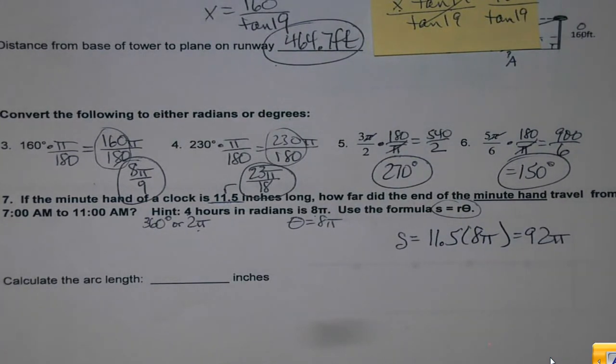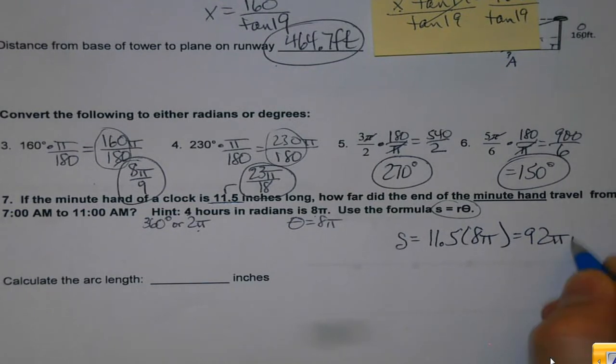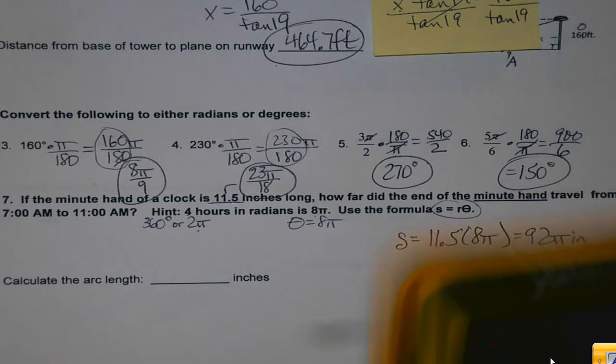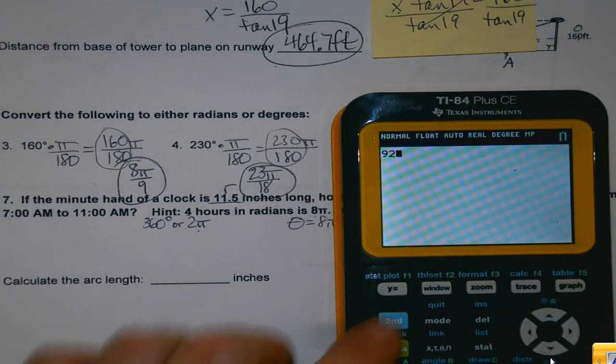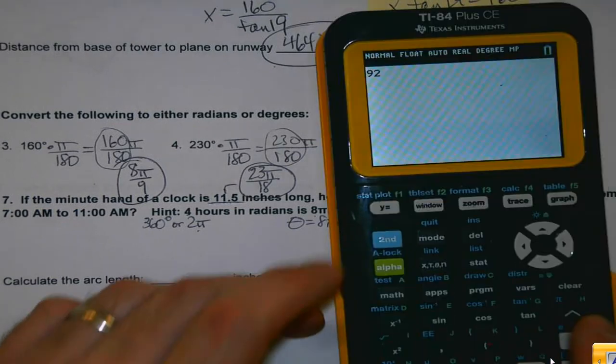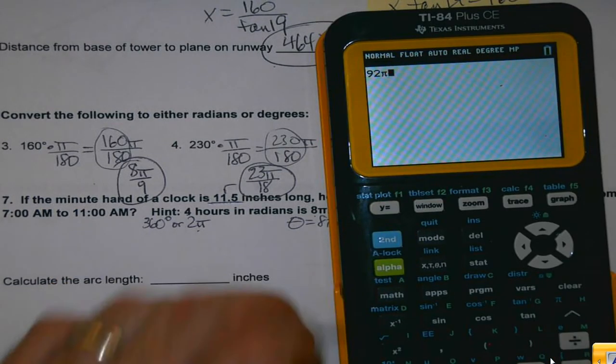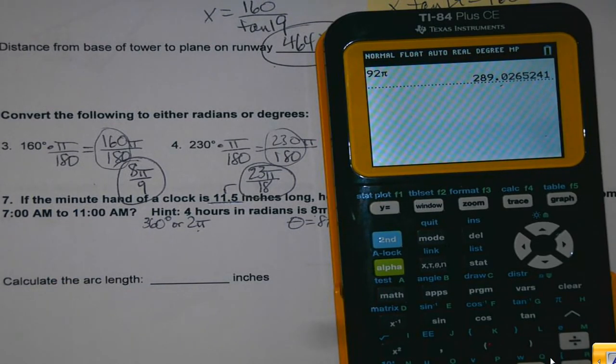But who goes up to somebody and goes, yeah, that moved 92 pi inches? Like nobody does. So you can do it a couple of ways. 92 second, and the caret button will get you straight up pi. Okay, I can get it. Or if you just want to use 3.14.